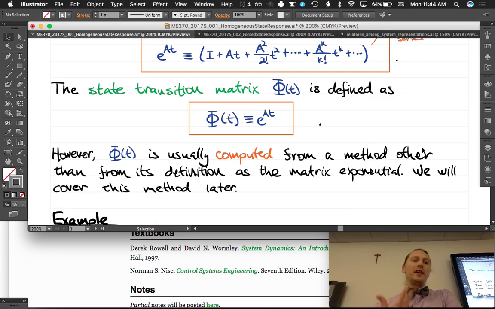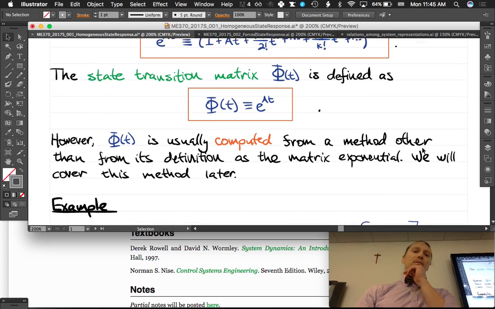So phi is usually computed from a method other than from its definition. We will cover this method later. It's probably Friday. So don't feel like it's coming a long time from now. But we can use the definition for now to do some things with it. And we're going to do an example with it today.